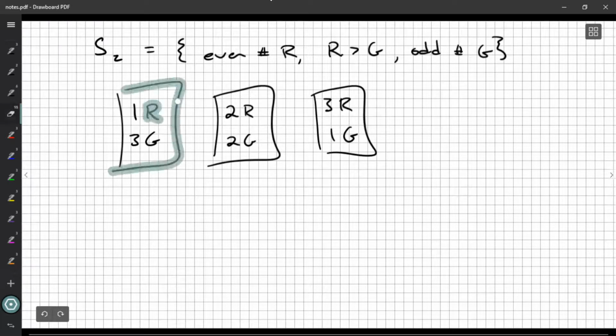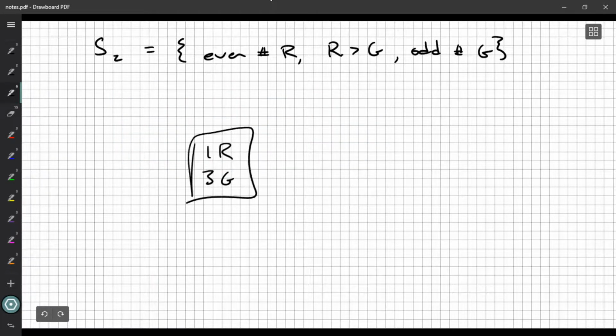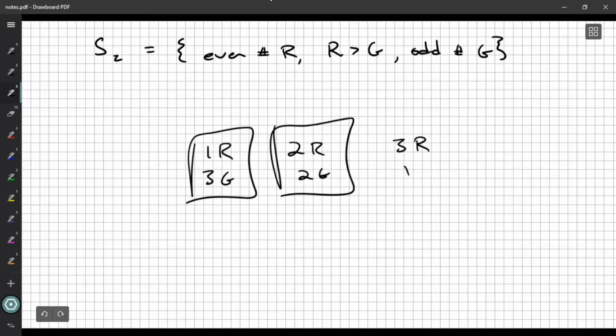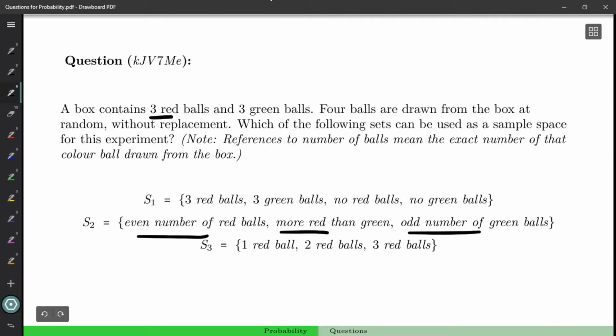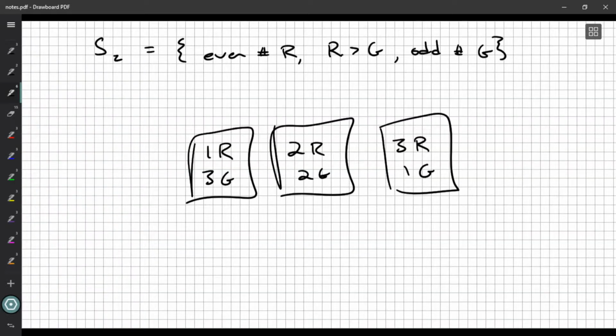I'm actually, just so I can do arrows, going to draw these a little lower. And just like before, there's no way to get no reds, because then you'd have to have 4 greens. And once again, we only have 3 green balls to pick, so we have to be aware of that. Alright, let's see what we can match up. So, an even number of reds would represent only this sample point.